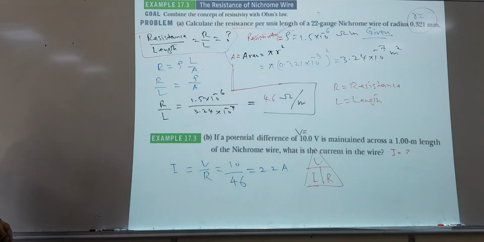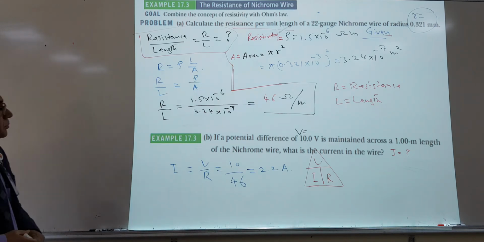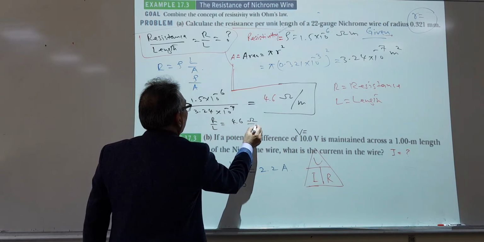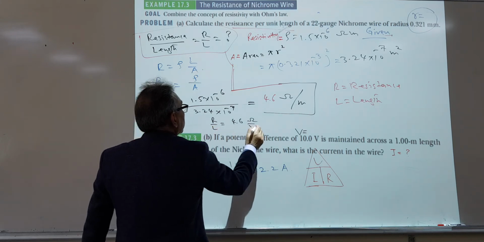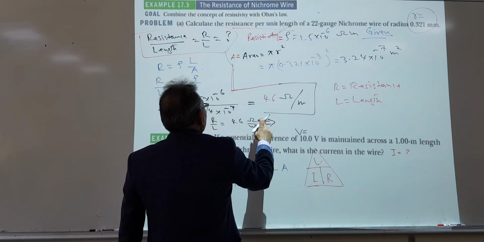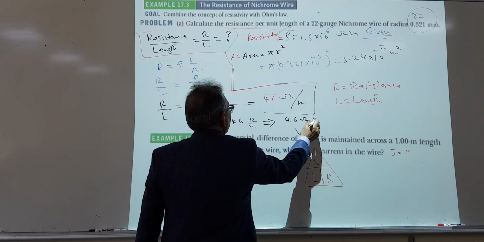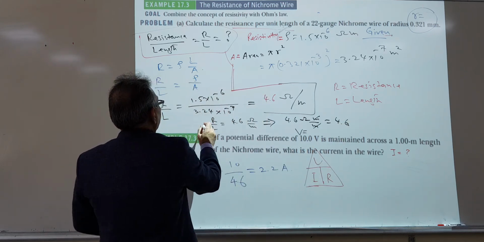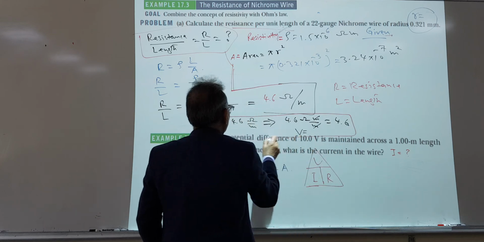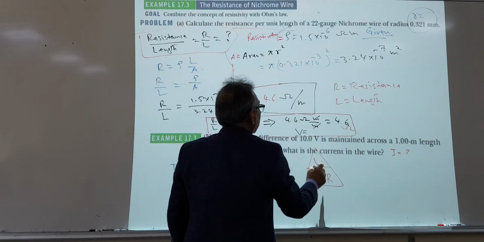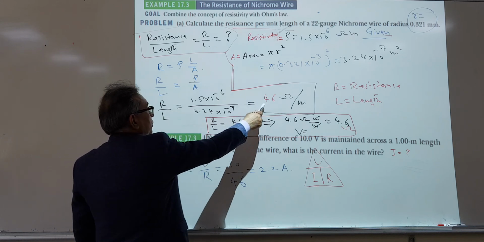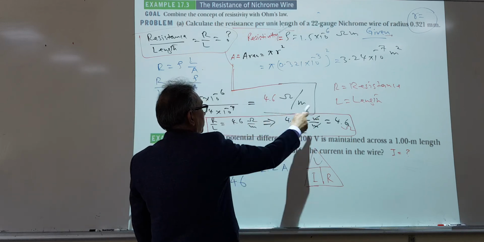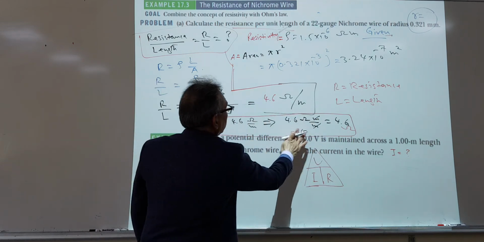You know, this is the resistance per length, 4.6 ohm per meter. You need R. So R you will get 4.6 ohm meter over meter. So 4.6 is to be used here. This is for the second part. You get the point? Resistance per unit length is 4.6 ohm per meter, but you need resistance. So multiply by the length, which is 1 meter, so you get 4.6.